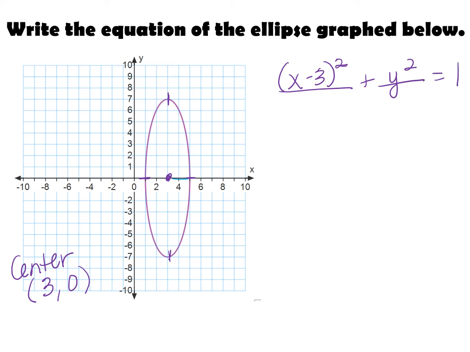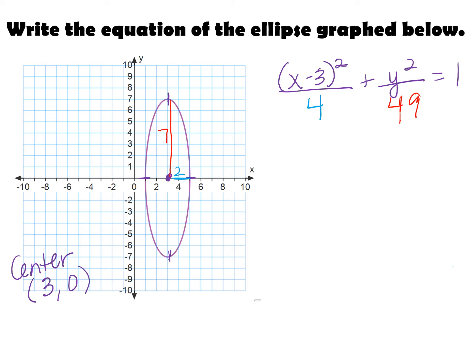So my horizontal here is 2 units long, and we square that. That will give us a 4. And then my vertical is 7 units long, but we have to square it, so that will give me 49. And there is the equation for our ellipse.